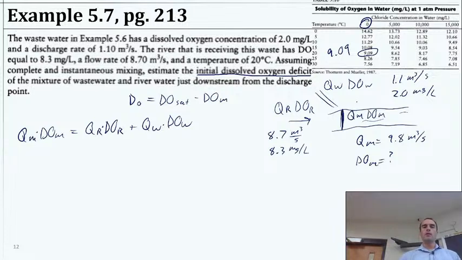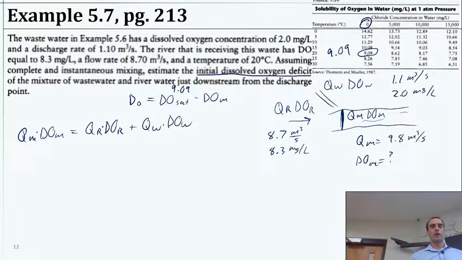So once we've mixed them, now we have what's coming in. We could draw a little control boundary, right? We've got two things going in, the river water and the wastewater, and one thing going out, which is the mixed river. It's the new river. And so putting all that up here, we can find out how much oxygen is dissolved in the mixture and then compare that to the saturation value to get our deficit. So that's what I wrote here: the initial deficit is going to be the saturation value, 9.09 from the lookup table, minus that mixture value that we need to solve for.